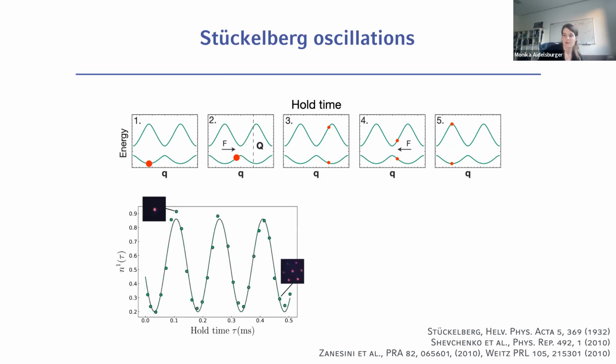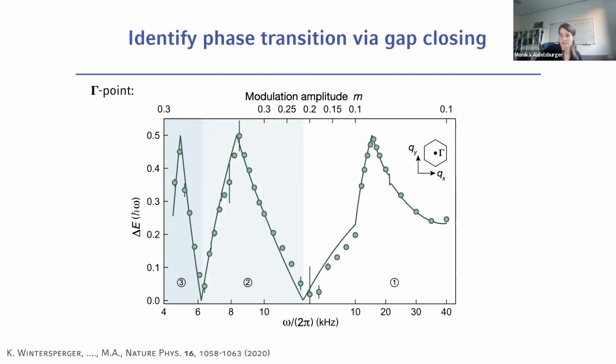And what we get as a function of the hold time is this oscillation. So here is plotted the fraction in the lowest band. And fitting the frequency directly gives us the energy difference at this Q point between the two bands. So using this interferometry sequence, we can map out where the gap closing points in this phase diagram are. And this is how it looks.